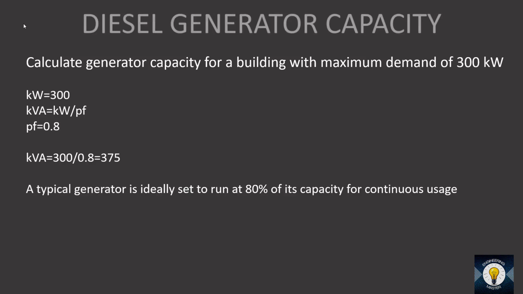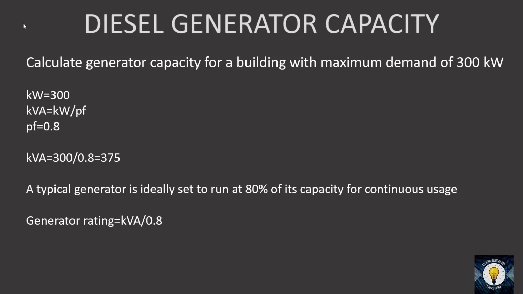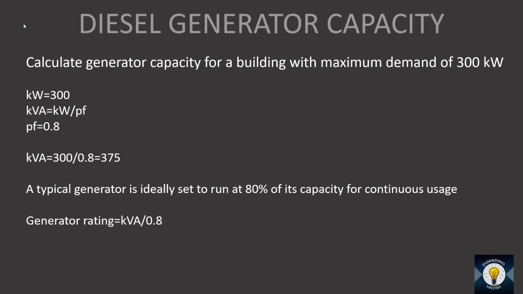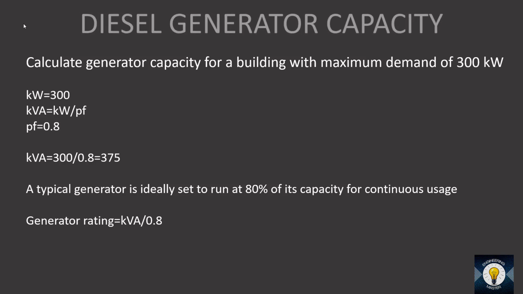A generator is ideally set to run at 80% of the capacity for continuous usage. Or we can say the generator has the most efficiency while running with 80% of the load. In that scenario, generator rating equals maximum demand in kVA divided by 0.8. 0.8 is 80%. The 80% of the installed generator capacity should be equal to the maximum demand in kVA. That is the logic. In that scenario, what is the answer? The answer is 375 divided by 0.8.